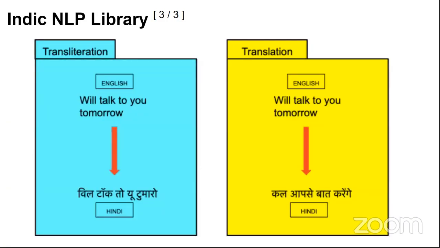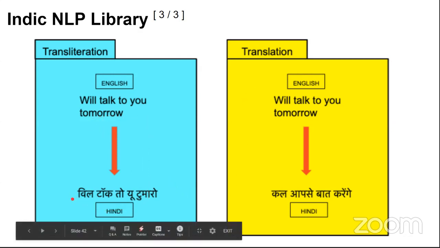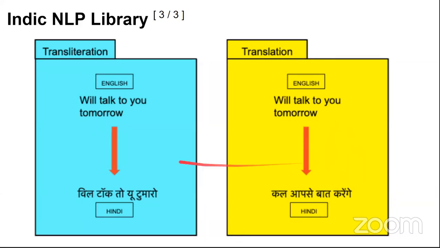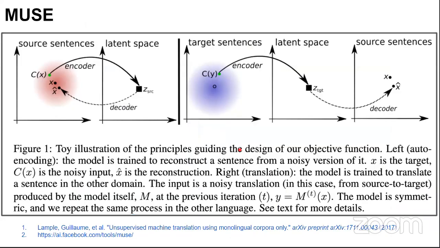This is an example of English to Hindi transliteration. This is what I'm talking about. Will talk to you tomorrow. This is how it's written. And when you want translation, this is what machine translation does. So there's the difference if you were being confused between transliteration and translation.